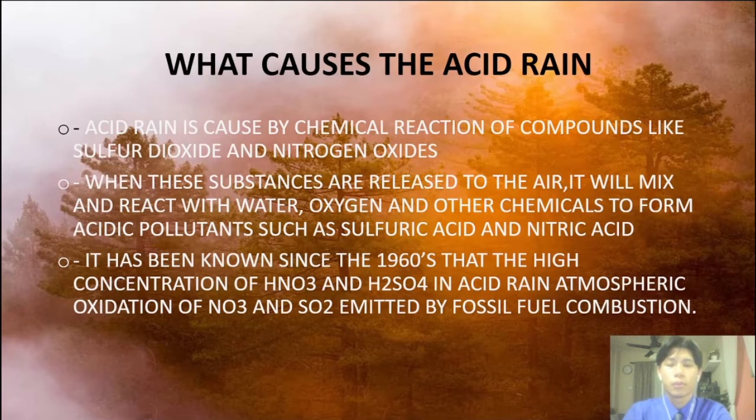Next, we go to what causes acid rain. Acid rain is caused by chemical reactions of compounds like sulfur dioxide and nitrogen oxides. When these substances are released into the air, they mix and react with water, oxygen and other chemicals to form acidic pollutants such as sulfuric acid and nitric acid. It has been known since the 1960s that the high concentration of HNO3 and H2SO4 in acid rain comes from atmospheric oxidation of NO3 and SO2 emitted by fossil fuel combustion.